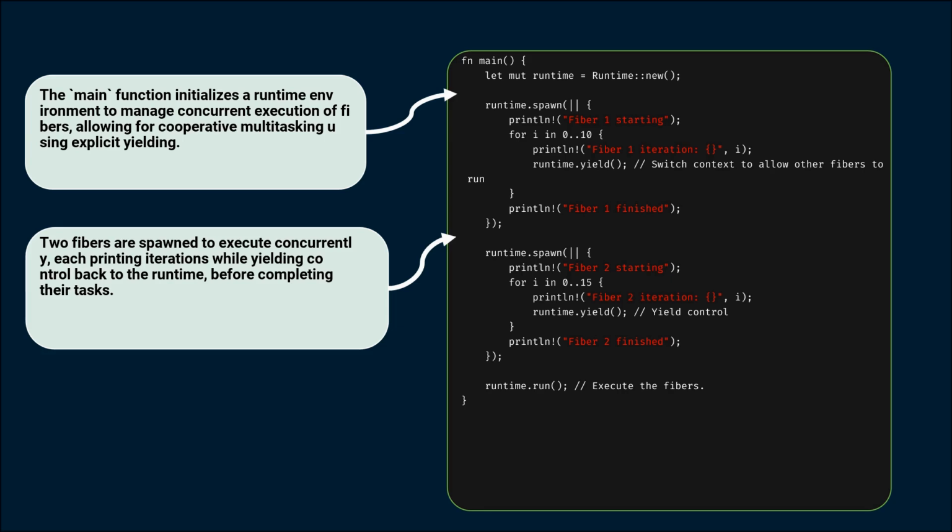Next, we introduce a second fiber in a similar manner, which runs concurrently with the first. This fiber also prints its iteration count, but it executes 15 iterations before signaling that it has finished. The repeated use of runtime yield in both fibers facilitates the switching of control between them.